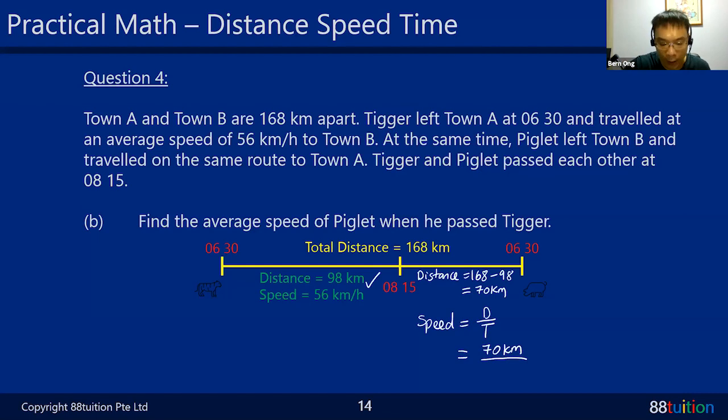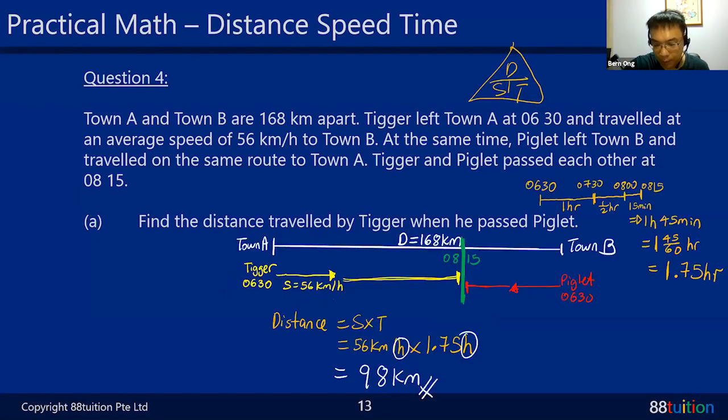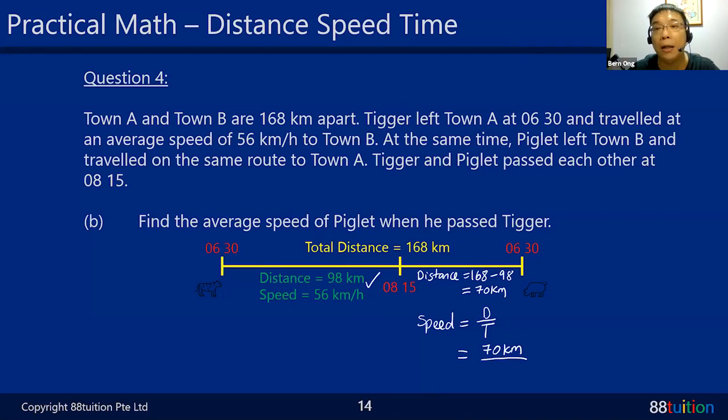Tiger took 1 hour, right? 1 hour, what? 1.75 hours. Tiger took 1.75 hours. Piglet also took 1.75 hours. The time never stops for one; both of the times will continue to run. 70 divided by 1.75 will give you 40. 40 what? 40 kilometers per hour. That is Piglet's speed.